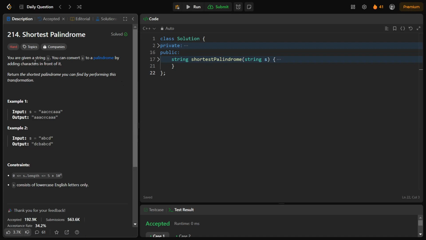It's been a long time since we have seen a hard problem on LeetCode daily. So the question is, you're given a string S and you can convert S to a palindrome by adding characters in front of it. Return the shortest palindrome you can find by performing this transformation.